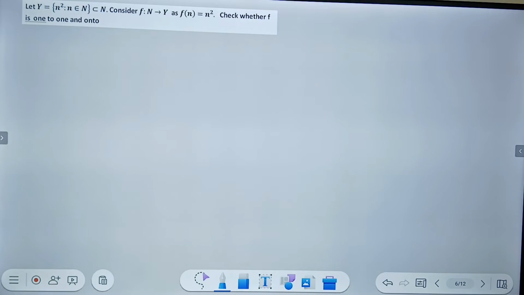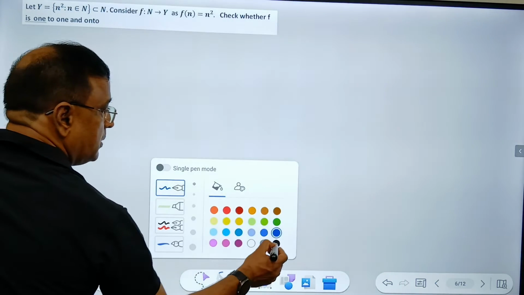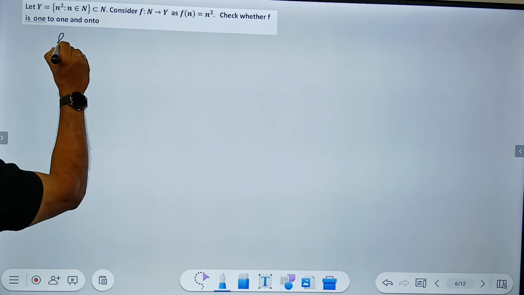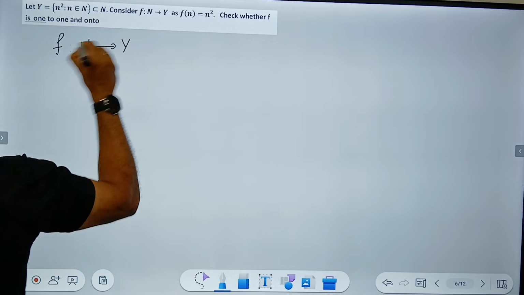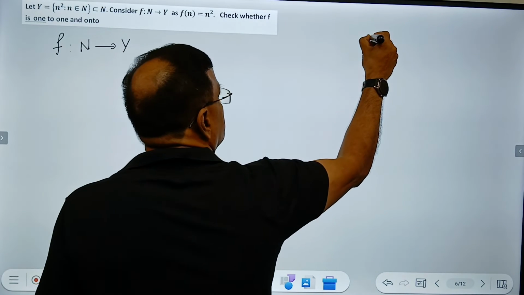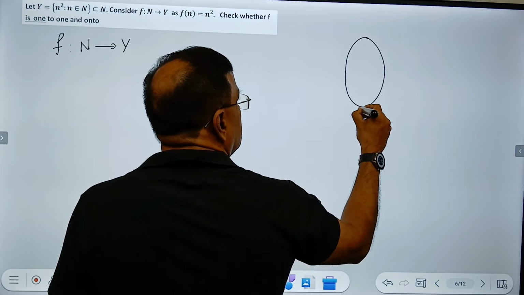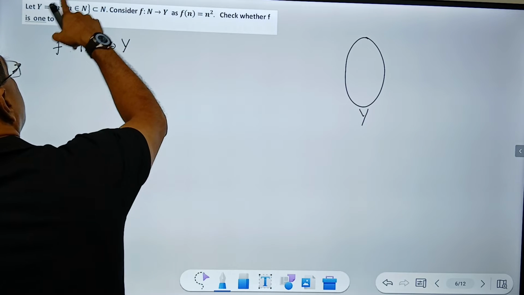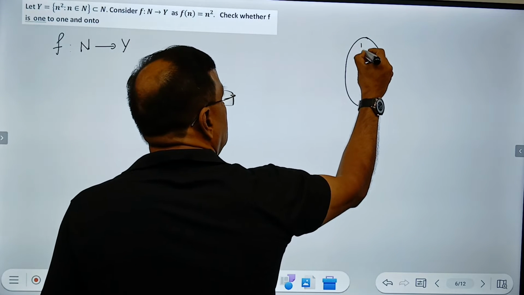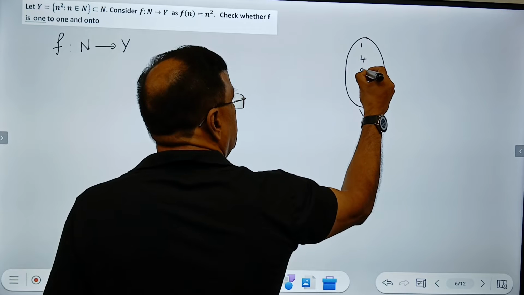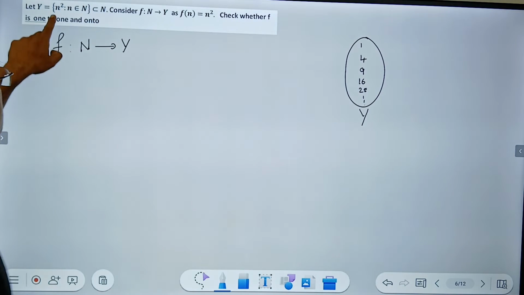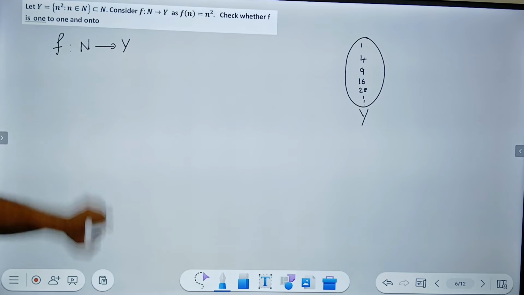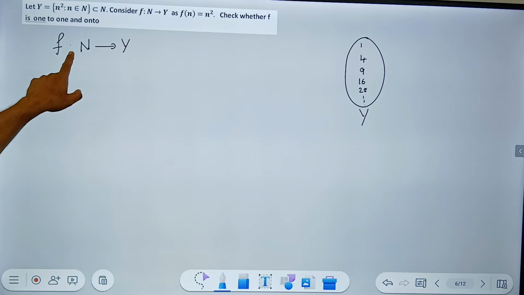Okay, the next question. I have a function f. F is a function from where to where? Natural numbers to a new set y. Now what is this new set y? The new set y comprises of squares of natural numbers. That means we'll have only 1, 4, 9, 16, 25 and so on. So it is given n square where n is a natural number. Okay. Now f is a function from N to y.